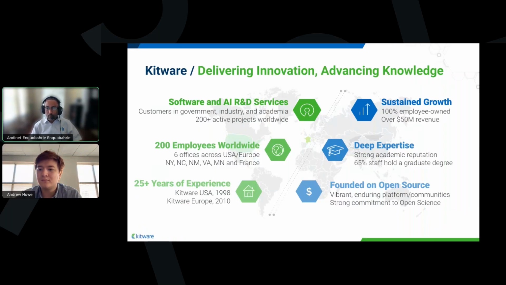As we wait for folks to settle in, I'll give a brief introduction to Kitware. I think we're very well known in the scientific community with our open source software. We provide software, AI, R&D services to customers in government, industry, and academia in different areas: medical computing, computer vision, scientific visualization, and also high performance software and data solutions. Our team consists of over 200 employees across 6 offices in the United States and Europe.